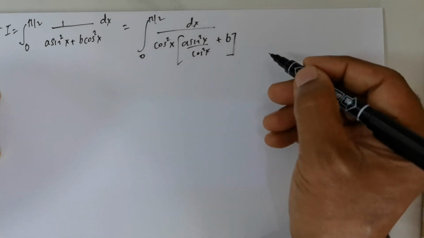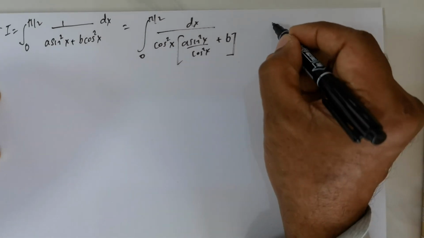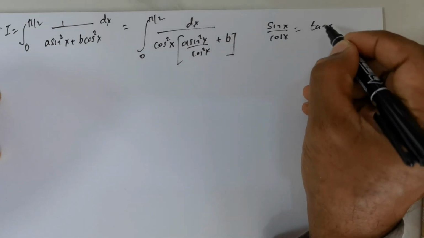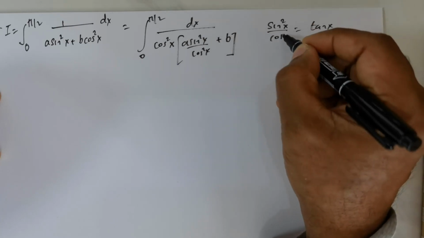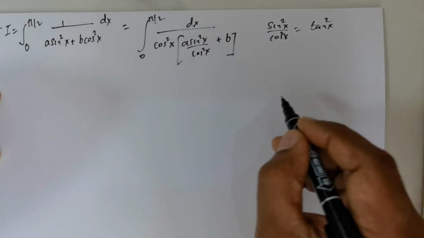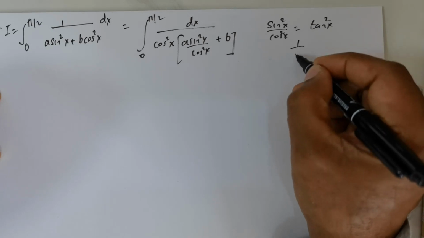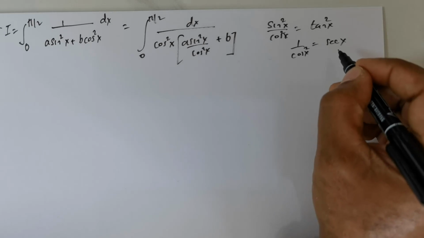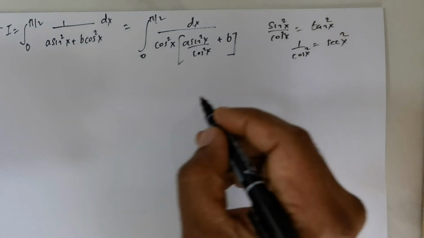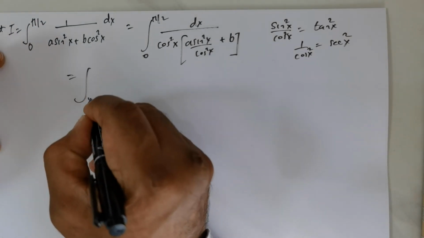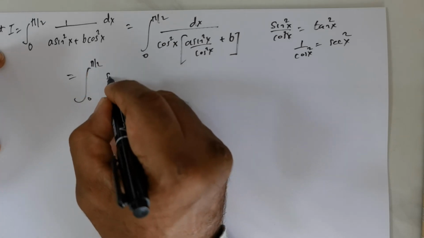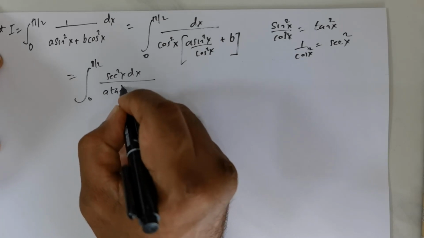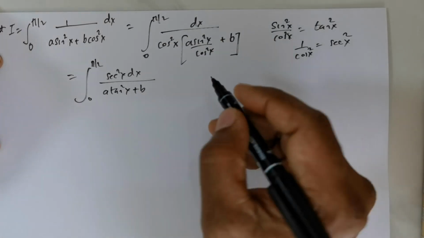Next, I would like to rewrite sin x over cos x as tan x, and since we got sin squared x over cos squared x, I would be writing it as tan squared x, and 1 over cos x as secant x. Since we got 1 over cos squared x, this is going to be secant squared x. So this can be rewritten as integral 0 to pi over 2 of secant squared x dx divided by a tan squared x plus b.